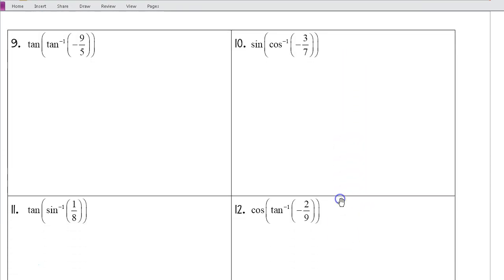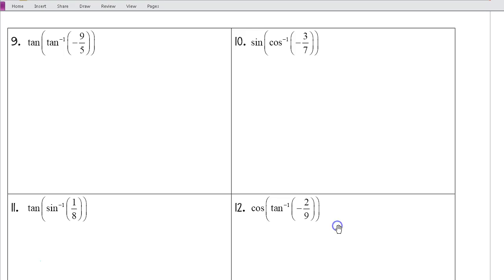Alright, so moving on to number 9, we've got the tangent of the tan inverse of -9/5. And again, we really don't need to do a circle for this one, but we will for a little practice. Since it's negative and we're doing tan inverse, I know it's got to be down here because the tangent has to be on this right half of the circle between pi/2 on the top and -pi/2 on the bottom.